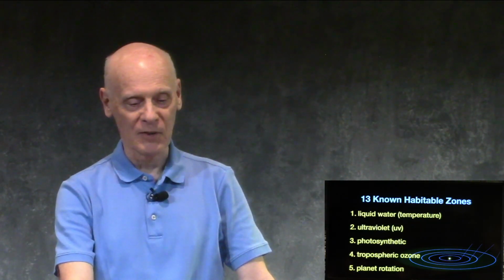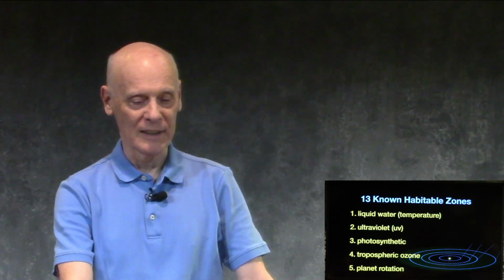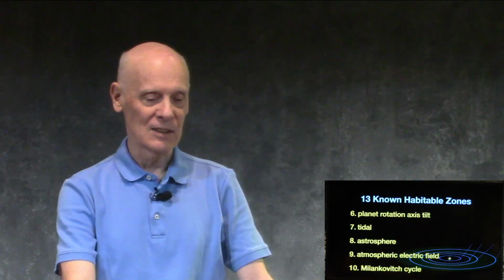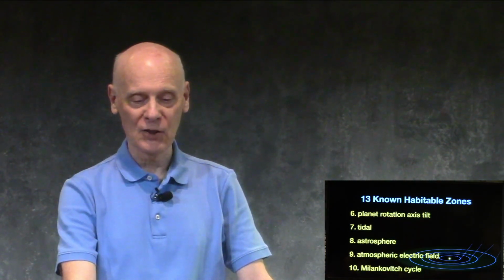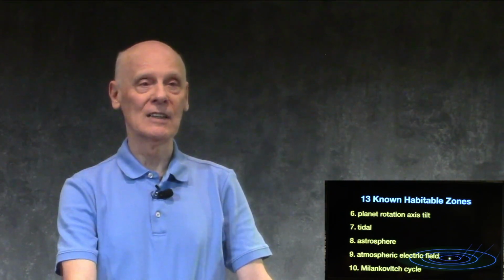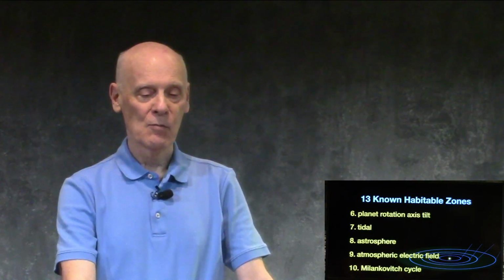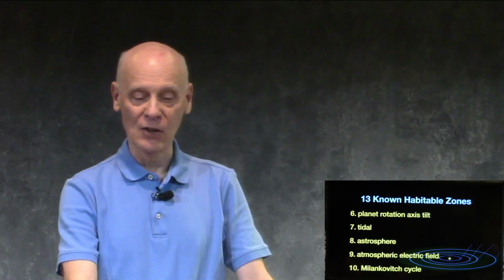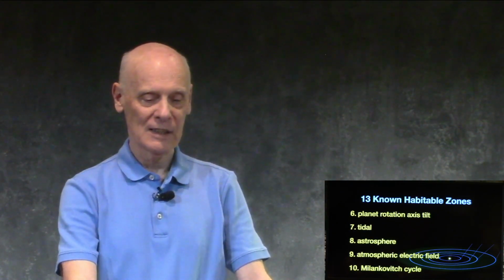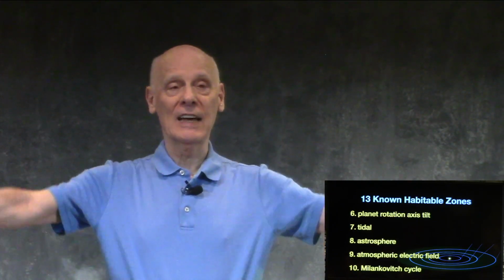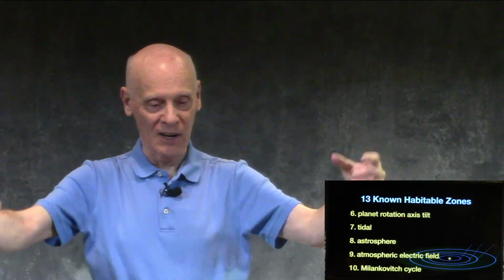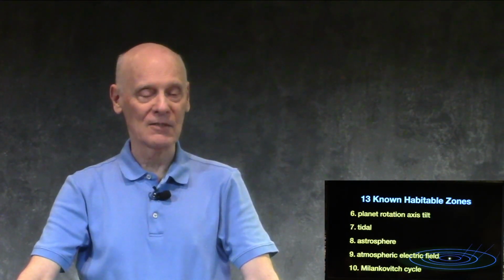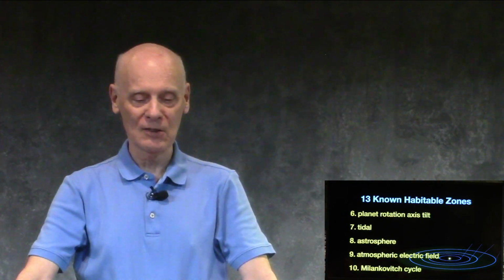You got the tropospheric ozone, because you need an ozone layer. The rotation rate of the planet needs to be fine-tuned. The rotation axis tilt. There's what we call the planetary tidal zone. You need the tides to be not too strong but not too weak. Astrosphere refers to the atmosphere around the star. That too needs to be fine-tuned, and all planets have atmospheric electric fields.